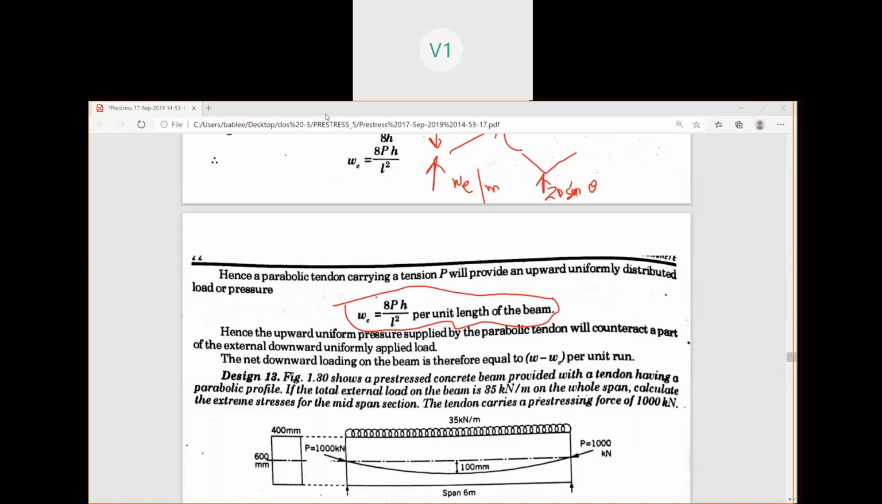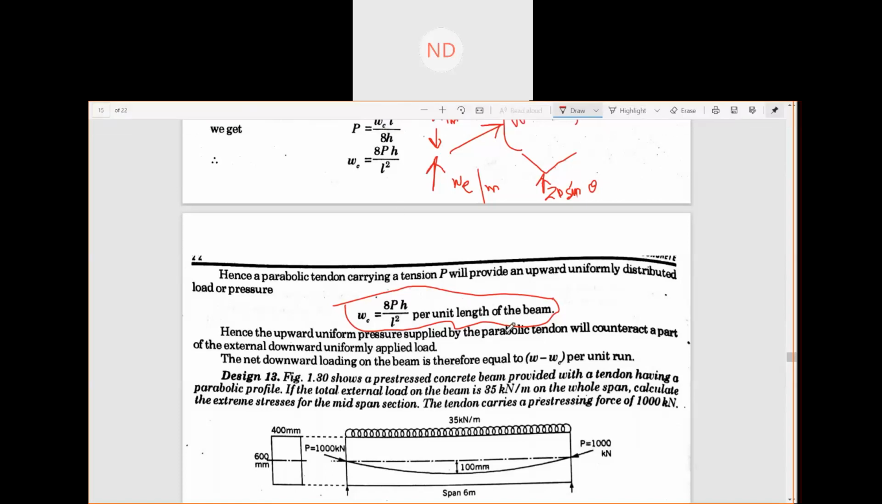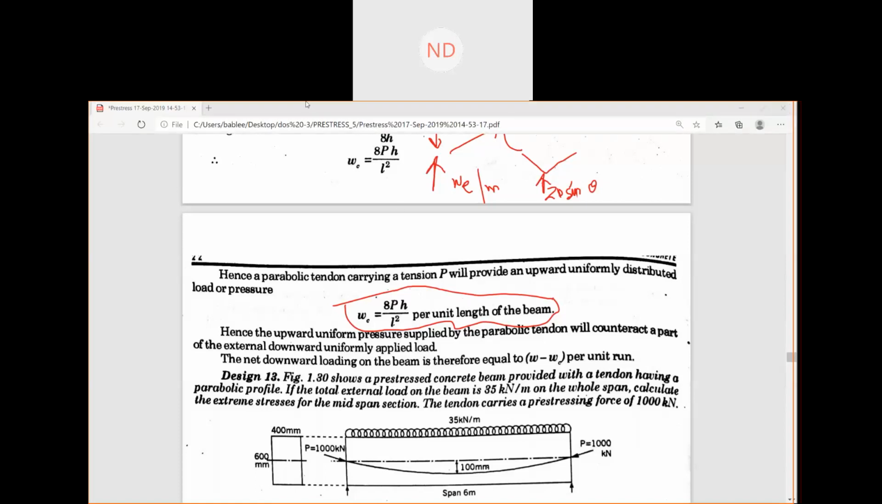Have you solved the problem? What was the question? Calculate the extreme stresses of the mid-span section. So what are your stresses, top stress and bottom stress? Ma'am, top stress is 6.5, but bottom stress is 1.77. Yes, correct. Others, did you get this?